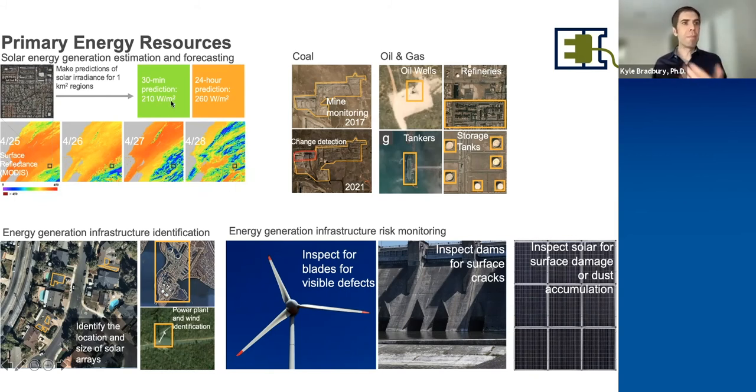You can use that to make predictions about how much solar energy will reach the surface of the Earth at a given point in time. More traditional fuel sources, you have things like coal, oil, and gas with coal mine monitoring and change detection, seeing how things are growing over time, detecting oil wells, identifying refineries, storage tanks, oil tankers. All of this, we can identify a lot of this with satellite imagery.